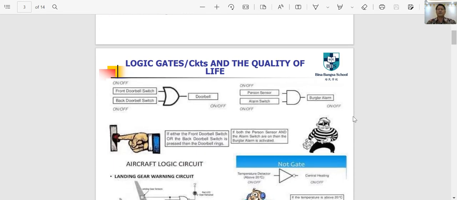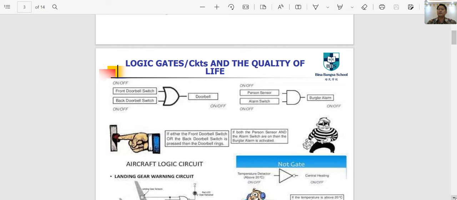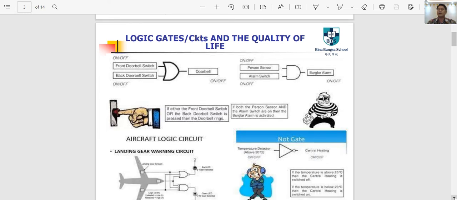Before I begin with the different basic logic gates, let's take a look at the simple applications of logic gates in our everyday life and also in the improvement of the quality of life. Okay, at home or even in school, there are a lot of applications of logic gates. First, when we are at home and we usually use our doorbell, that is also an application of logic gates.